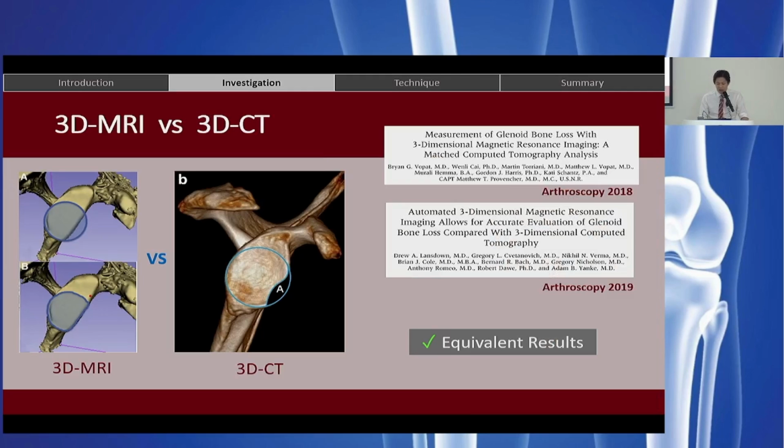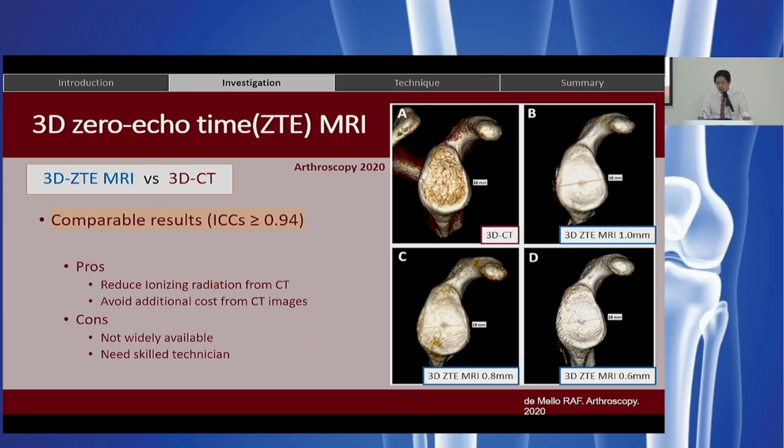But in recent years, articles from Arthroscopy 2018 and 2019 published the use of 3D MRI to assess glenoid bone loss, and the results show that 3D MRI gives equivalent results to 3D CT. Additionally, there is another modality called 3D zero echo time MRI, and studies have shown that it gives comparable results to 3D CT. As you can see in the image on the right, image A represents the 3D CT, while B, C, and D represent the 3D zero echo time MRI, and the results are very close.